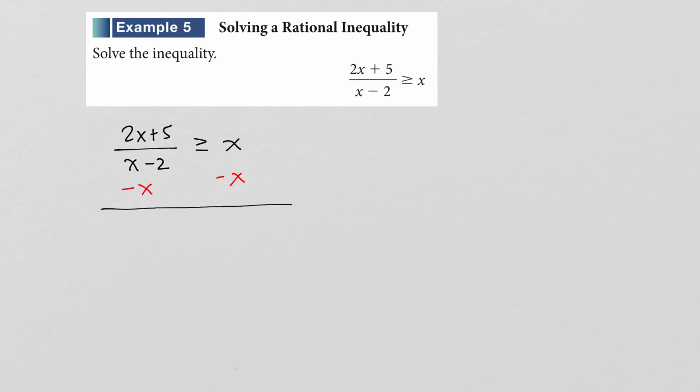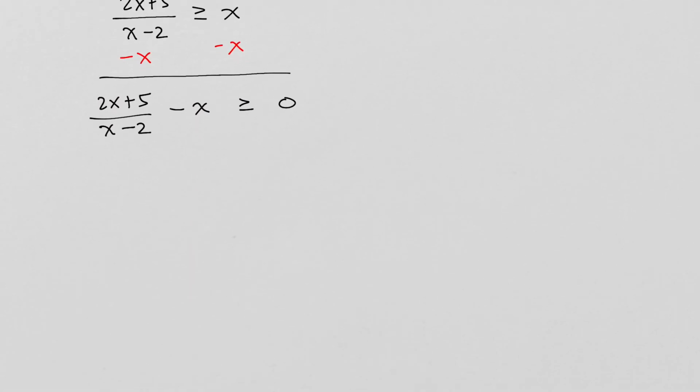Now, when you do that, on the left-hand side, you will get 2x plus 5 over x minus 2 minus x. And then on the right-hand side, you will get x minus x, which is 0. Okay, so now we have 0 on the right-hand side, so that's good. But now we have to factor the left-hand side. But the problem is we're not ready to factor because we are subtracting something here. So we have to combine these together before we can factor.